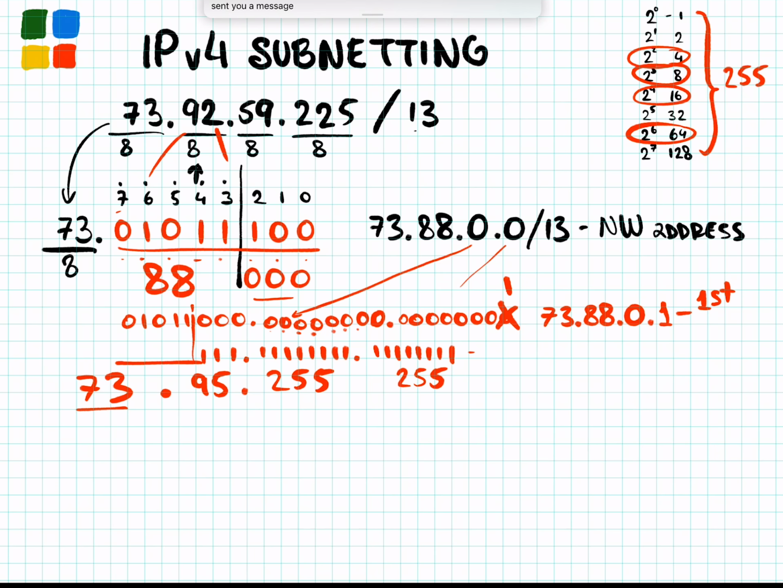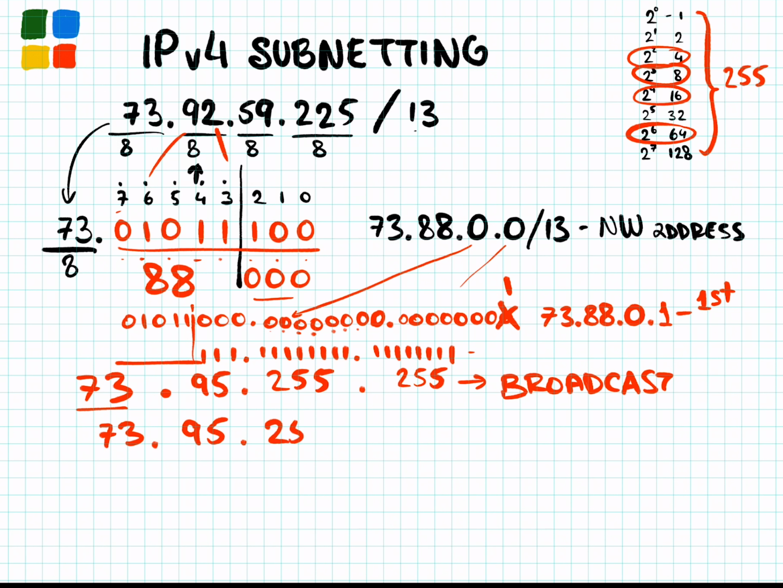So we have 73.95.255. If we want to show the broadcast address, it would be 255. But if we want to show the last host, it would be broadcast minus 1. So 73.95.255.254. This would be the last host.